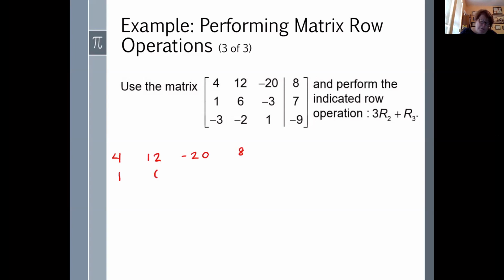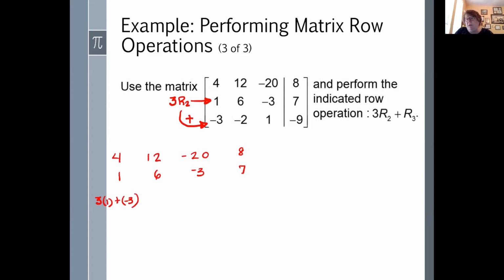I'm doing nothing to the first two rows, but I am going to take the second row and multiply that by 3. And then I'm going to add that result to the third row. So I'm going to take the first element in the second row and multiply it by 3, and add it to the element in the third row. So I'm going to take 3 times 1 and add it to that element in the third row.